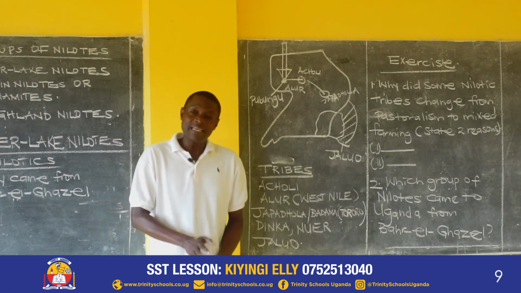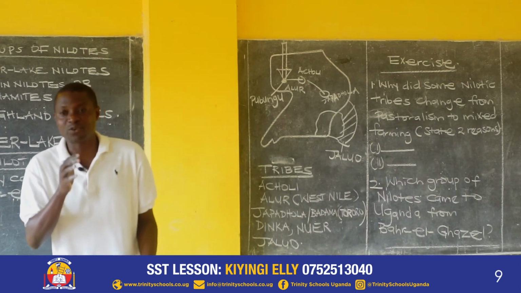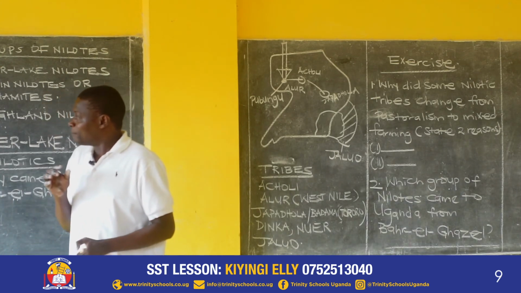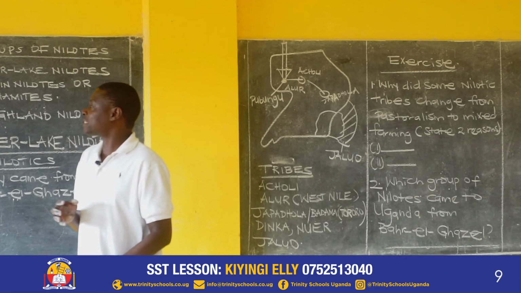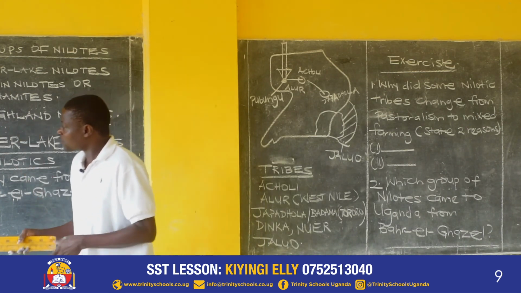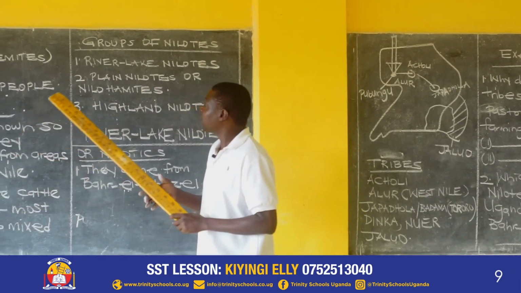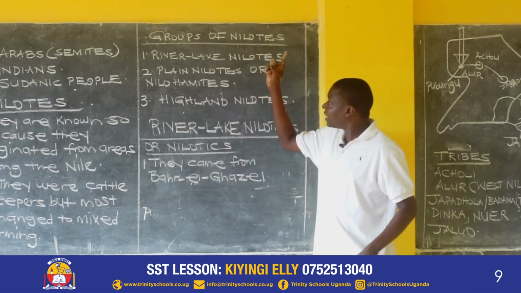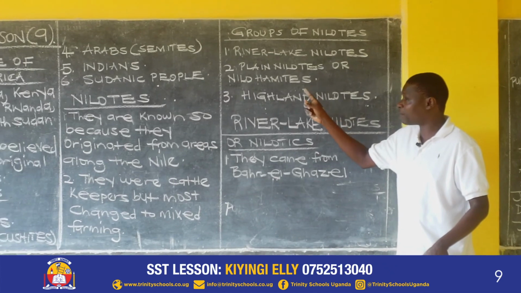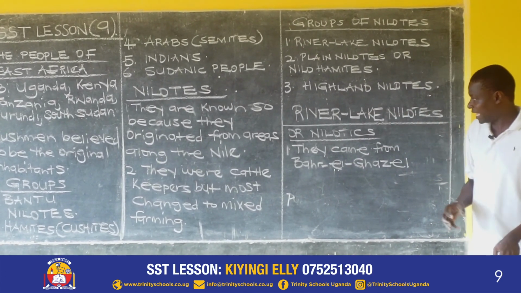So in summary, remember I told you these lessons are in small bits so that they can fit on the WhatsApp which we send to your parents. So I make them brief to make them fit within what we can send. So in this bit, I've talked about the Nilotes, whom I've told you are divided into 3 groups: the river lake Nilotes, those who settled around rivers and lakes; the plain Nilotes or Nilohamites, who settled on the plains; the highland Nilotes, who settled in highlands.